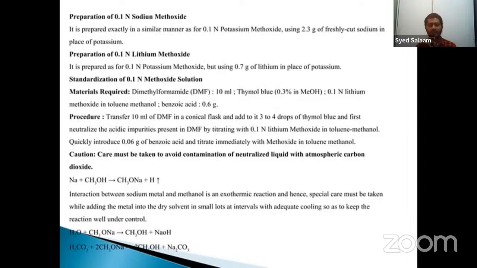What is happening here is that sodium or lithium methoxide is formed by reacting the metal with methanol. The interaction of sodium metal with methanol is exothermic, so special care must be taken while adding the metal. Like we have seen earlier, when adding the metal we should take special care because it is exothermic, and it could even cause a minor blast in the lab if you do not ensure there is no water in it.